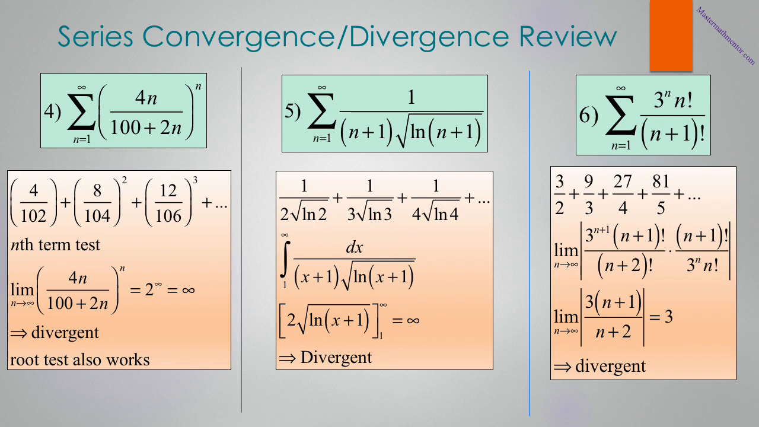For the 3's, 3 to the n plus 1 over 3 to the n simply gives us 3 upstairs. We have an n plus 1 factorial over an n plus 2 factorial, and that will give an n plus 2 downstairs. We have an n plus 1 factorial over an n factorial, and that will give an n plus 1 upstairs. So we have the limit as n approaches infinity of the absolute value of 3 times n plus 1 over n plus 2, and that is simply equal to 3. And since our result is greater than 1, this is divergent.